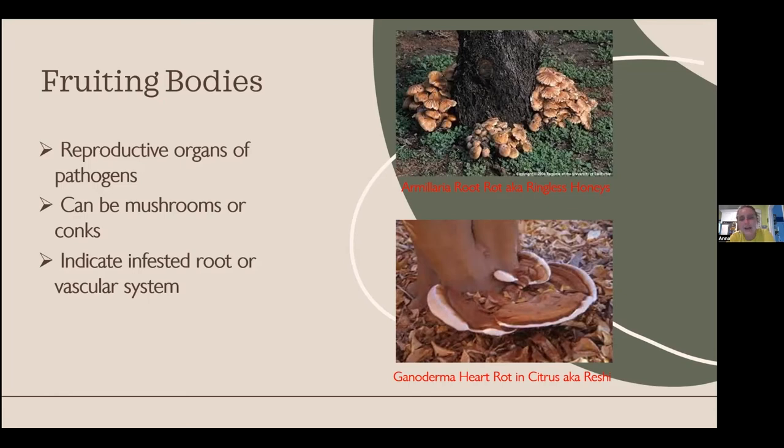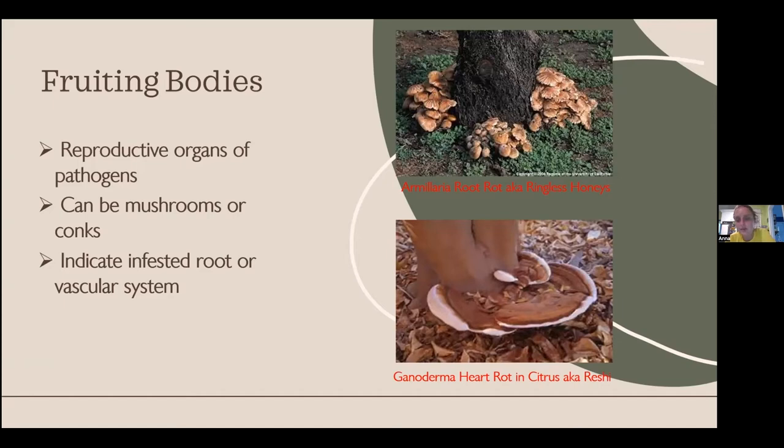Another good example of that is Ganoderma heart rot. And this is an infected citrus tree. If we have any herbalists in the room, they're going to recognize that as reishi, which is a medicinal mushroom used in a lot of traditional medicines and therapies. That indicates that that tree is doomed. It's got an infested root, and in the case of this one, the heart of the tree as well. Once we see this, there's no cure, only management, but you're just prolonging death at that point.